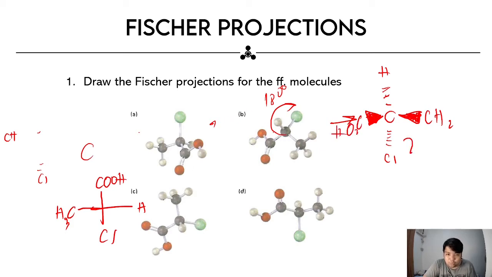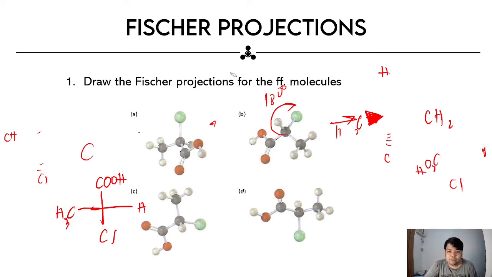So when you convert that to Fischer projection, it would actually look like this. You just flatten this one out, so this will be its Fischer projection. Okay, and it will look like that. Okay, perfect.